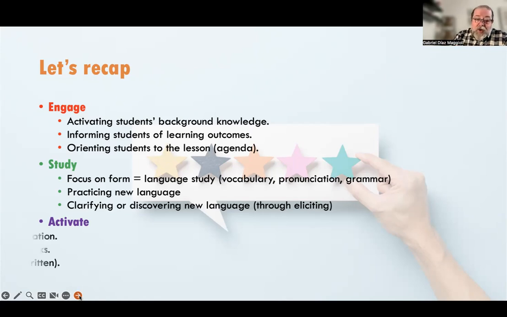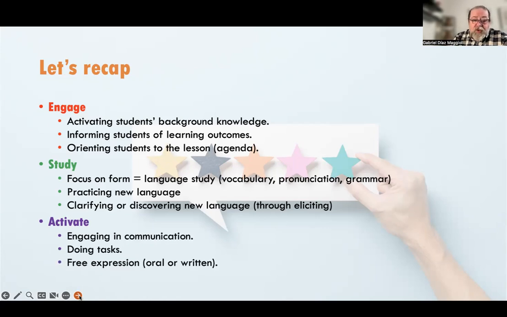Activate, the name says it all, right? Students engage in communication. They don't do exercises, they do tasks, right? And you focus on free expression. Is any language that students have at their disposal that they will use for communication, not to repeat what the teacher wants them to do.